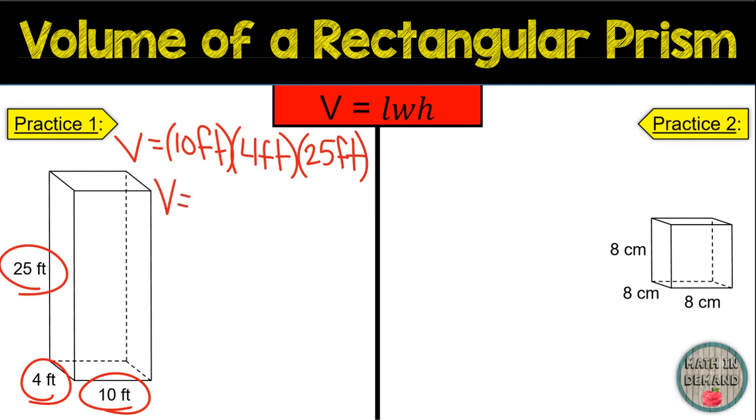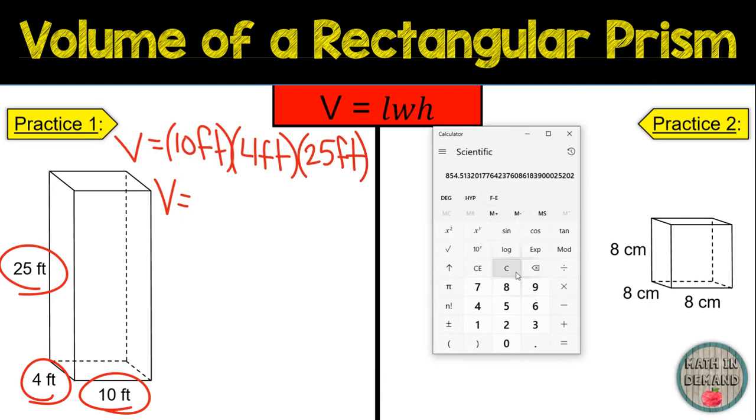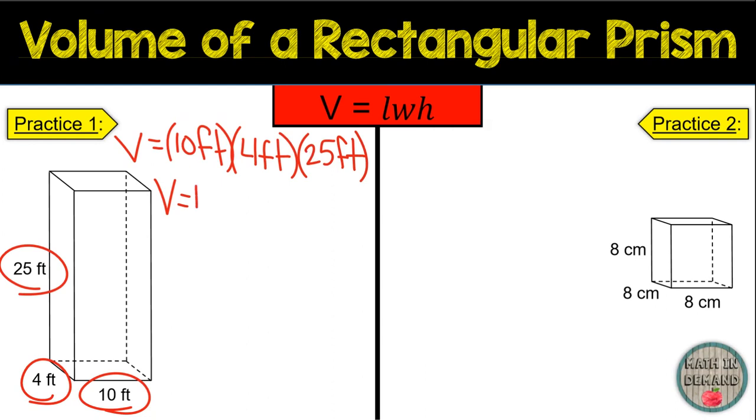So I'm going to go ahead and grab my calculator. I'm going to multiply 10 times 4, I already know is 40. And I'm going to multiply that by 25. I get 1,000. So the volume is equal to 1,000 feet times feet times feet is going to give me feet to the third power, which is also cubic feet. And I'm already done because I don't have pi. I don't need to think about decimal form and exact or so on because this is exact. So the volume equals 1,000 cubic feet.